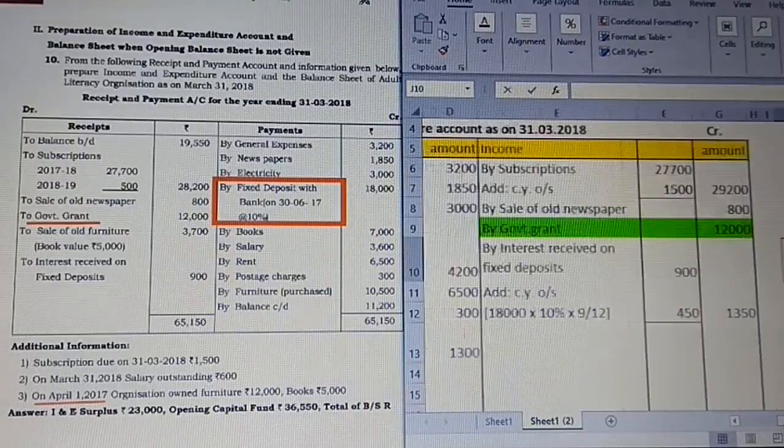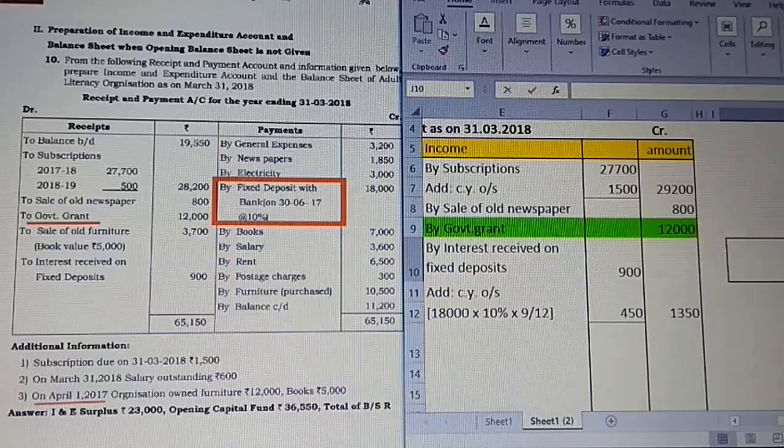This type of questions are sure for your exam. 100% this type of questions are only going to appear for 12 marks without the opening balance sheet. Rarely you may have that, but this type of questions are sure to come. So let us concentrate on this.